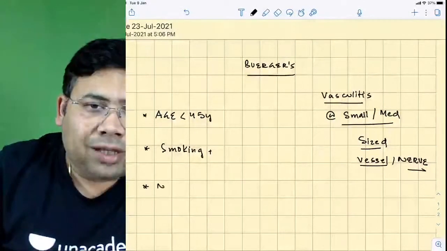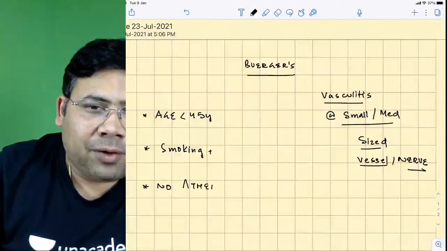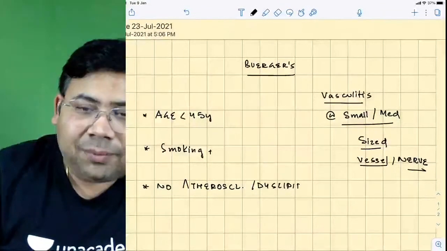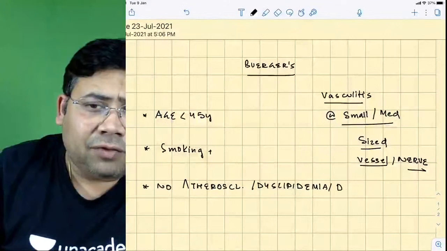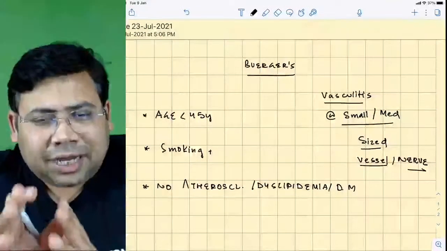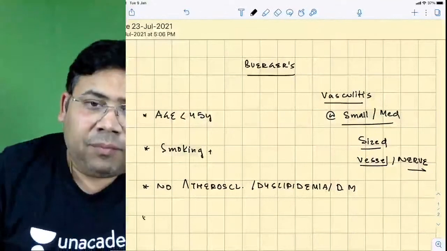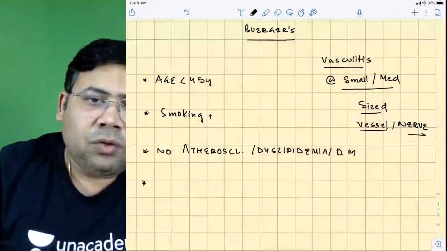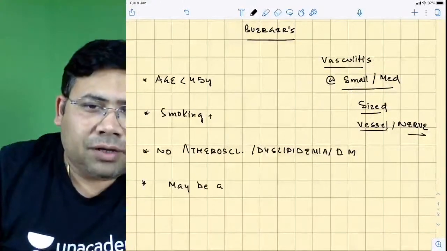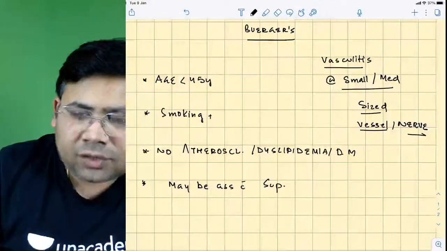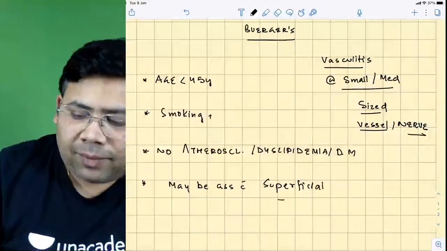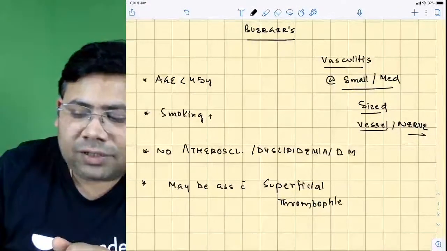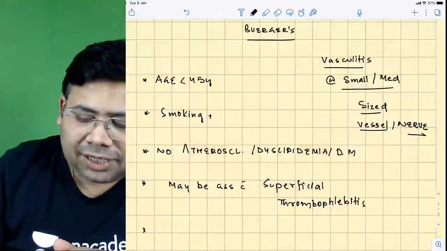What else? No atherosclerosis, no dyslipidemia, no diabetes mellitus. These things are very, very important, because if they are present, then the diagnosis of Buerger's becomes very difficult. It may be associated with superficial thrombophlebitis also. What else? Yes, distal extremities involved first. What is this criteria? What is this criteria known as?